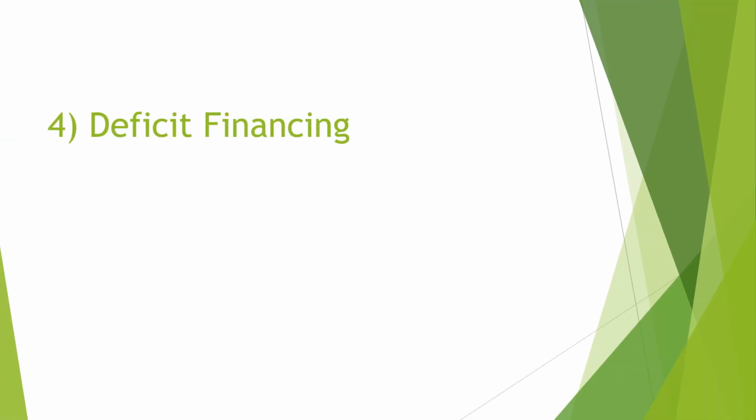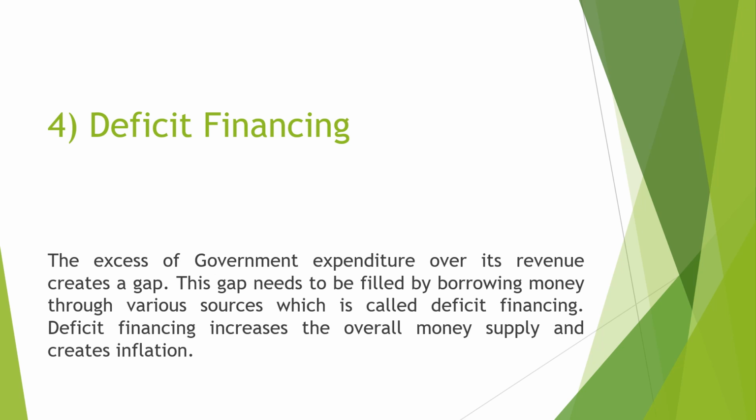This is deficit financing. Now, as we have studied about government expenditure, deficit financing is something related to it. Generally, the expenditure of the government is greater than its total revenue. That happens many a times. Because of that, there is a gap between the total income and the total expenditure. That gap needs to be filled by borrowing money through various sources, and this is called deficit financing.